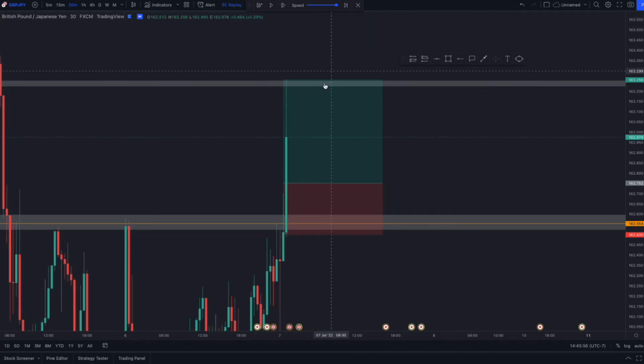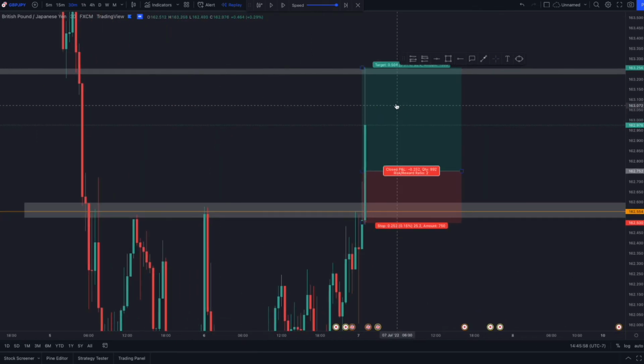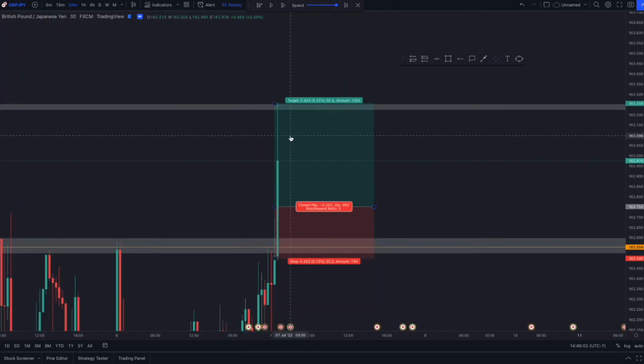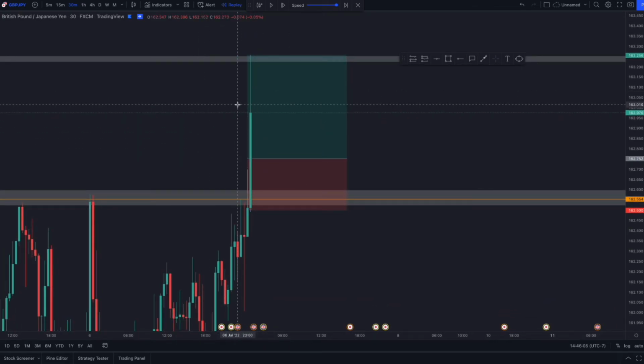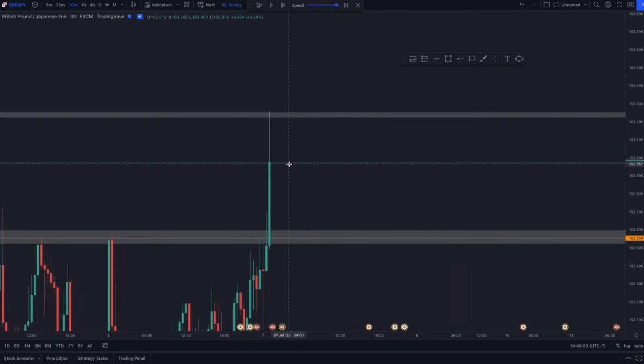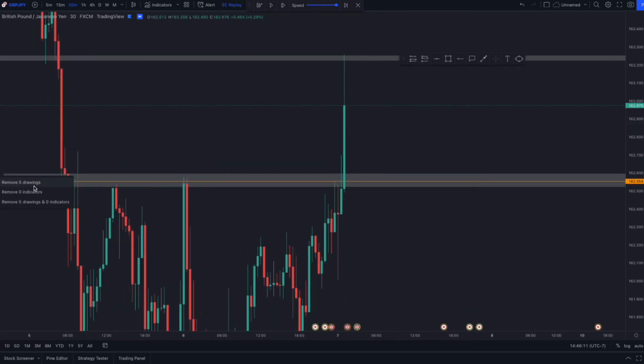Okay, that's very nice. It literally just tapped that area. Exactly my TP point. Exactly. That's beautiful. 1 or 2. Boom. Clean trade.